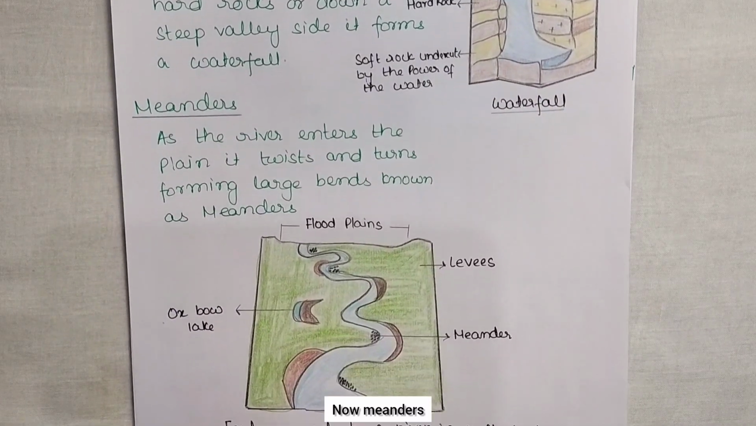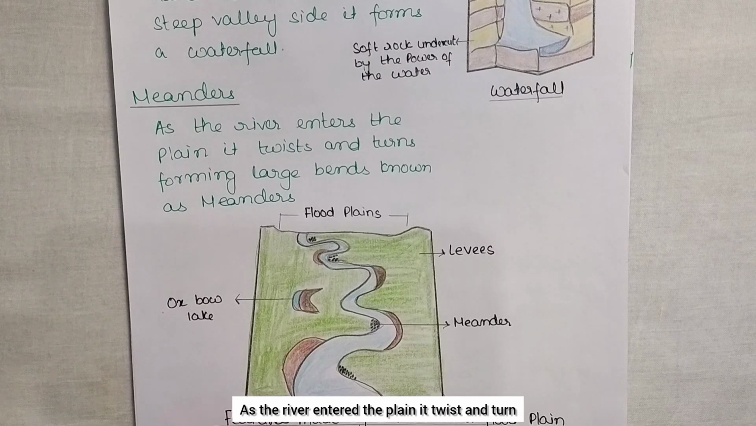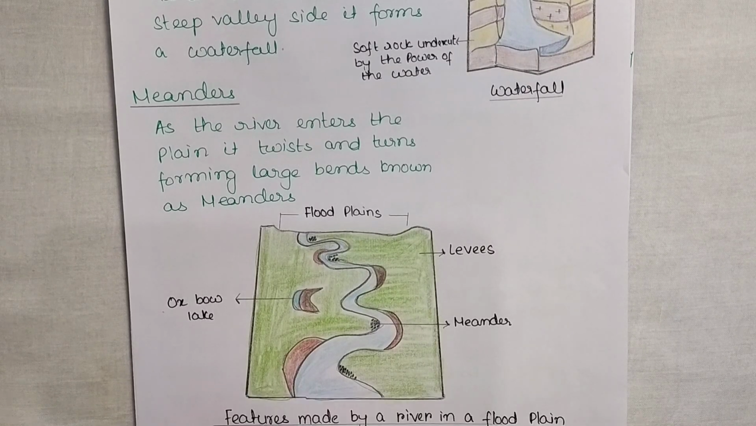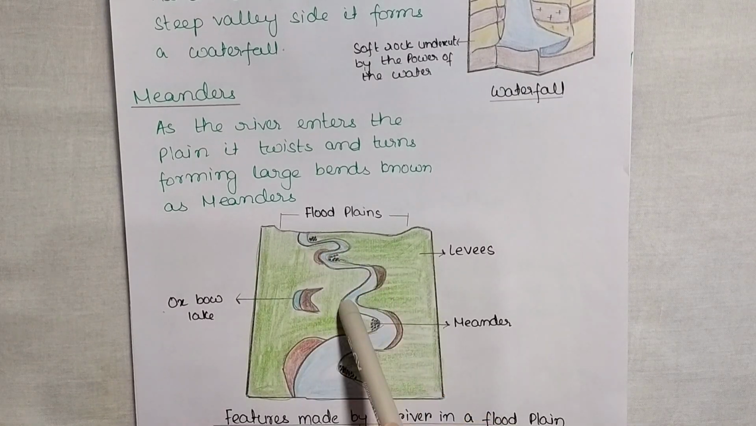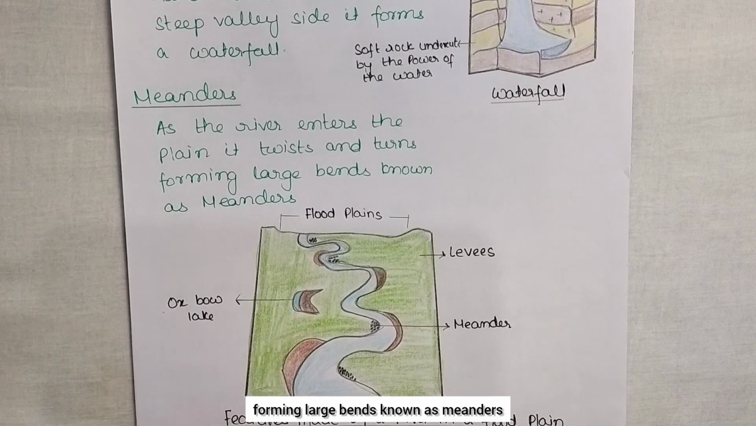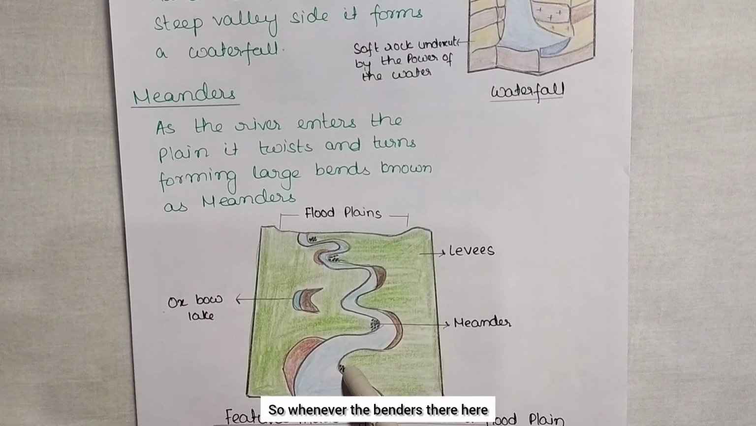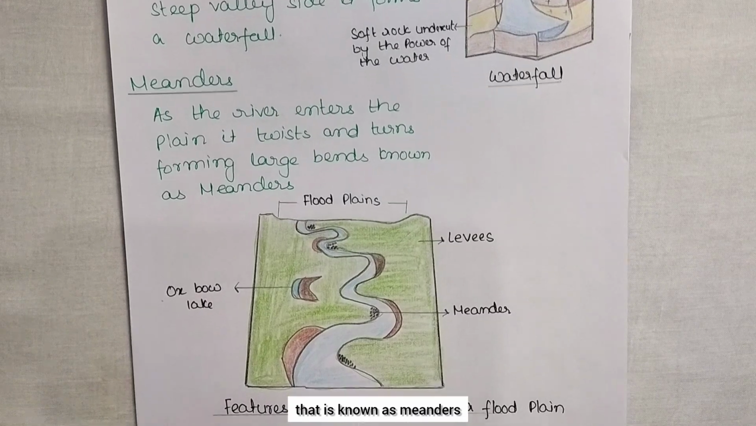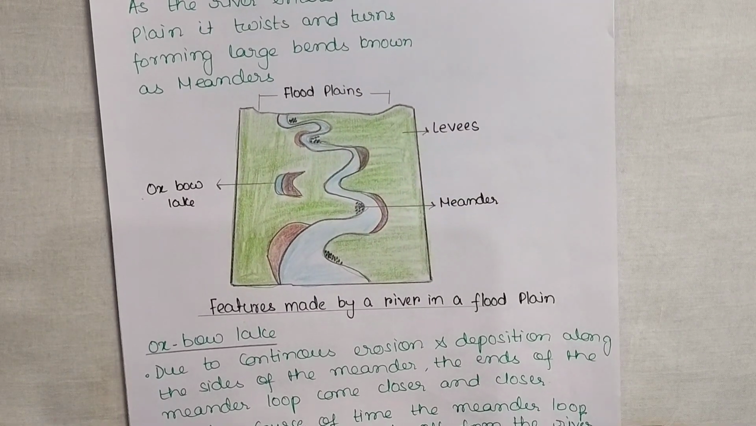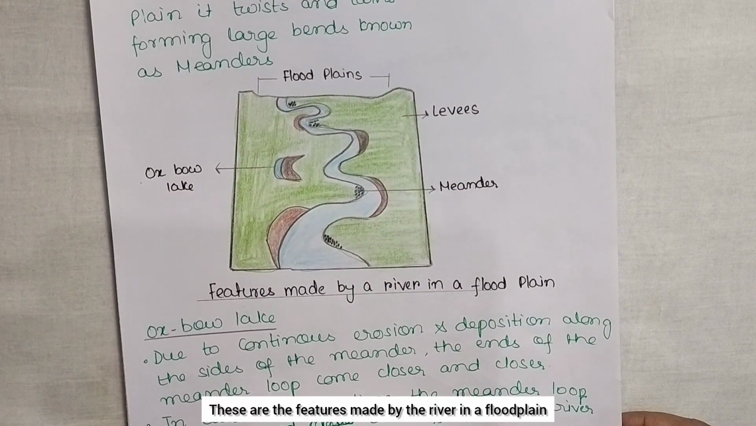Now meanders. As the river enters the plain, it twists and turns. See here, it twists and turns, forming large bends known as meanders. So whenever the bend is there here, that is known as meanders. These are the features made by the river in a floodplain.